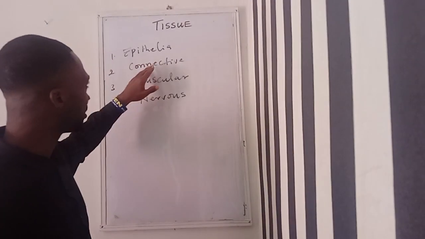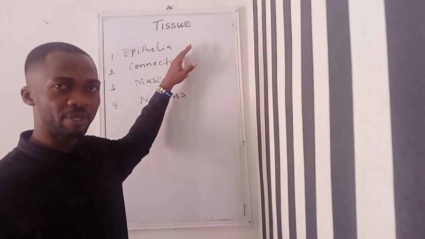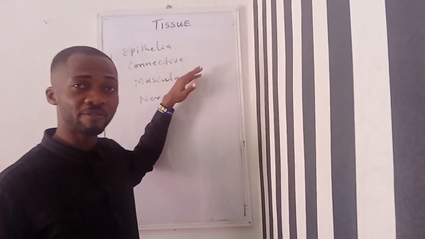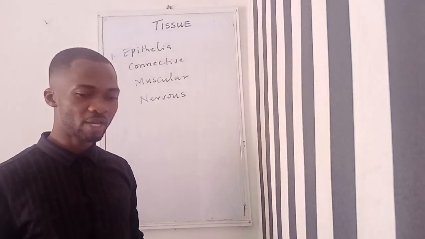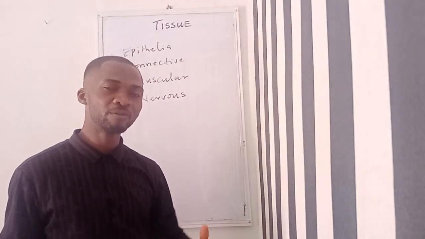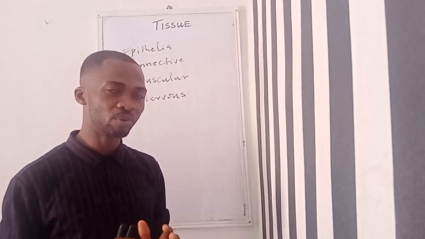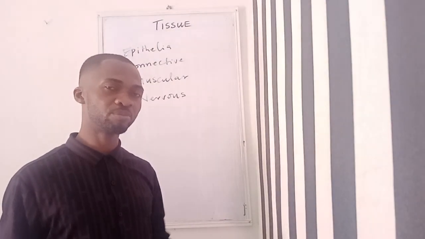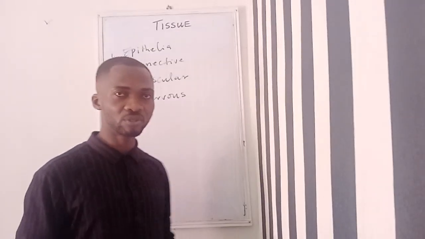So the second one is the connective tissue, which we are still going to discuss. This one is derived from the mesoderm. Then we have the muscular tissue, which is also derived from the mesoderm. Then we'll have the nervous tissue derived from the ectoderm. For the interest of viewers, it is important to let you know that for today's class, we're going to be talking about the epithelial tissue. Probably in subsequent classes, we'll look at the connective, the muscular, and the nervous tissue.